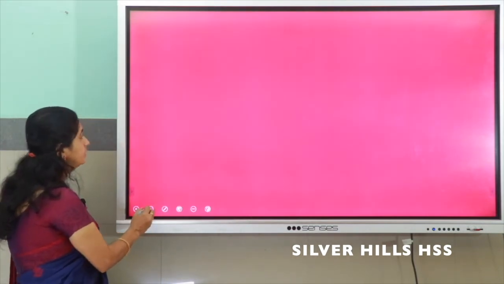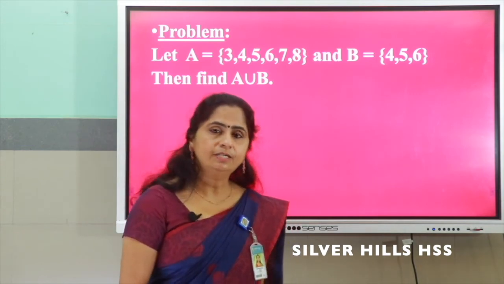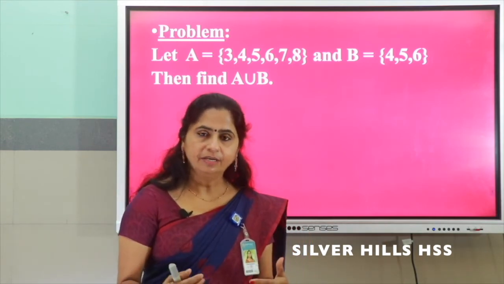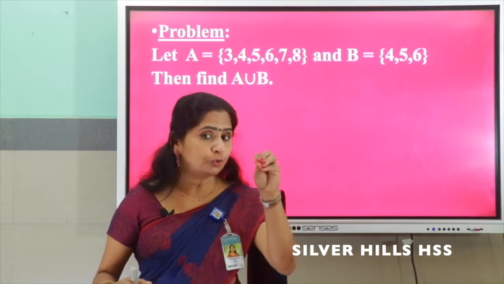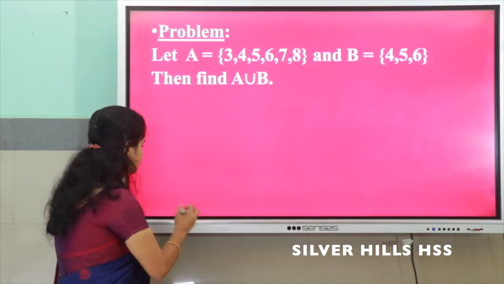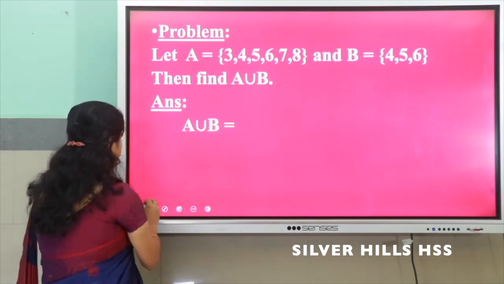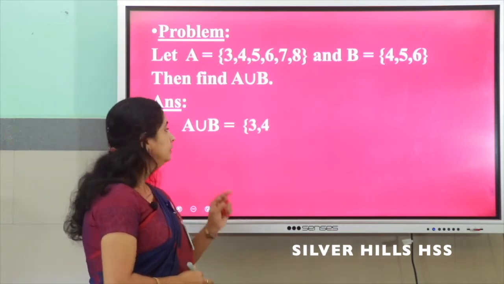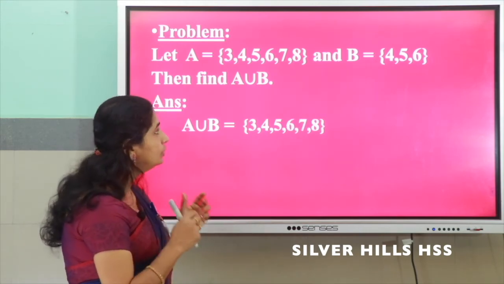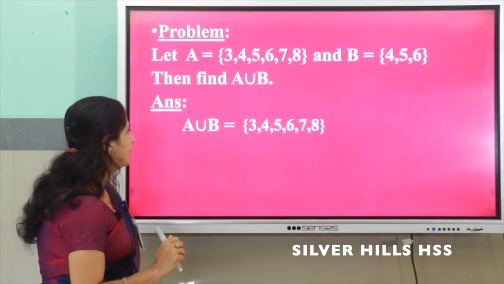Now, let us see a problem in this. Let A be the set {3, 4, 5, 6, 7, 8} and B be the set {4, 5, 6}. You are asked to find A union B. So, what does the definition say? A union B is nothing but the set of all those elements which belong to A or B. In other words, you can remember it as bring all the elements, unite all the elements together. So, A union B can be written as: 3 is in A, so 3 is there, 4, then we have 5, 6, 7 and 8. All the elements from both A and B should be taken into consideration and written only once. This is how we get the answer for A union B.